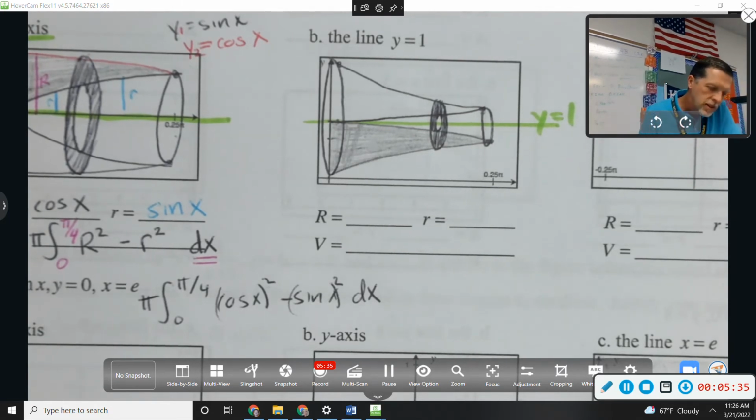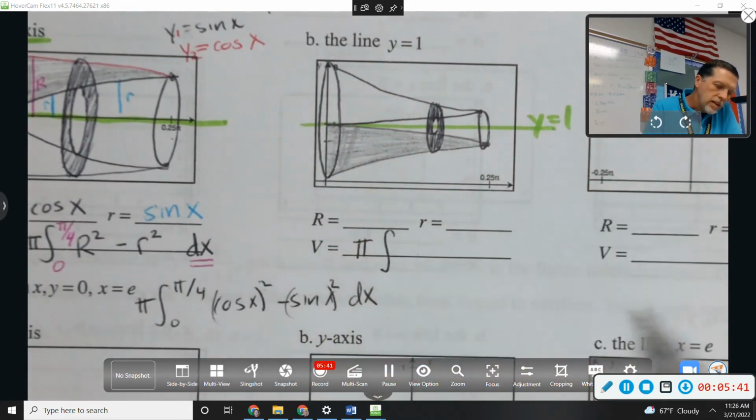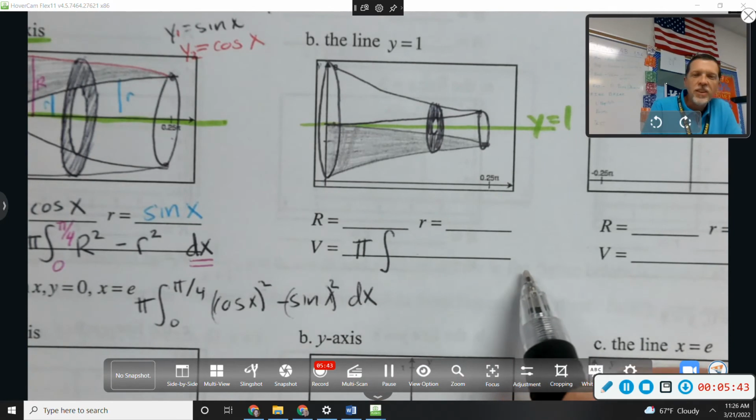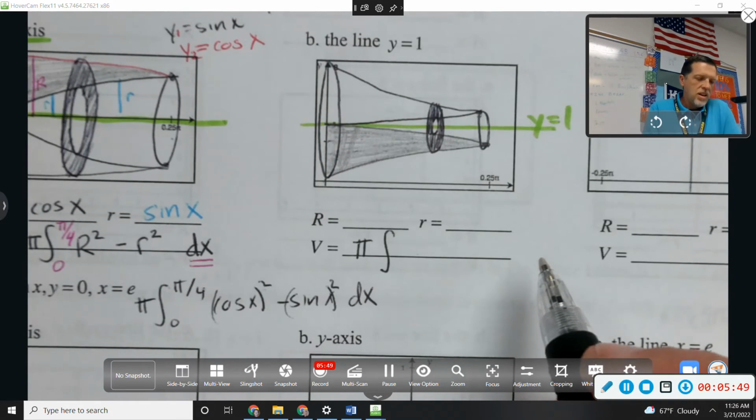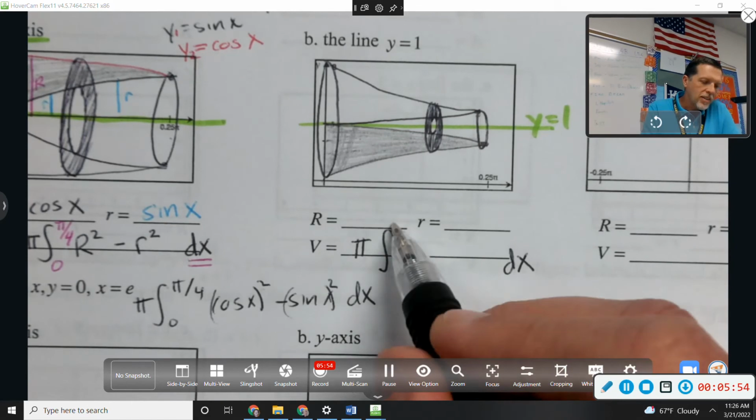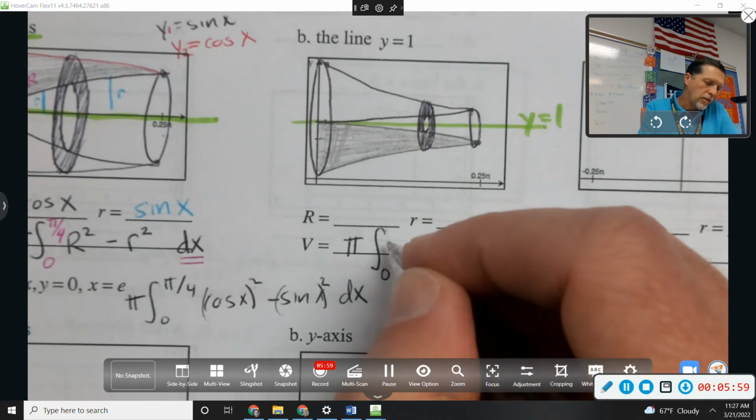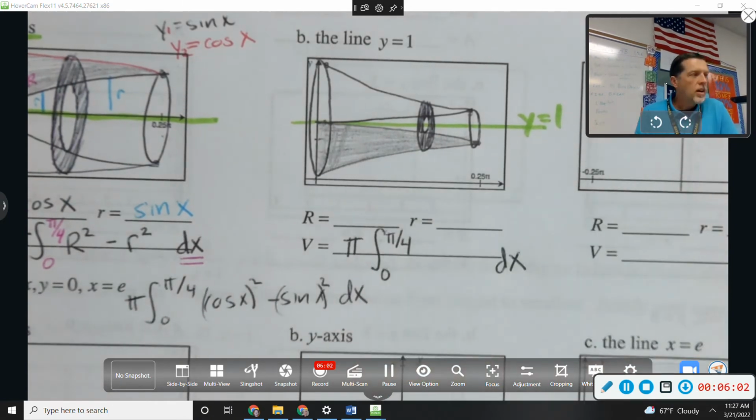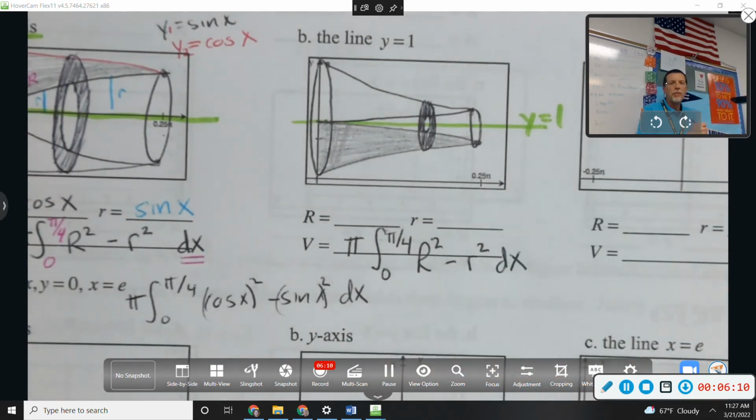So V is going to be pi the integral between. Let's just jump to the end here. Are they stacked up x or y? It's going to be dx. So that points to me having x limits, 0 to pi over 4 again. R squared, and it's a washer, so big R squared minus little r squared. Now we just need to correctly figure out who's big R and who's little r.